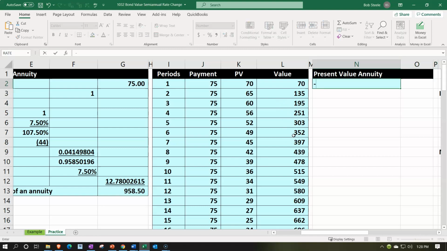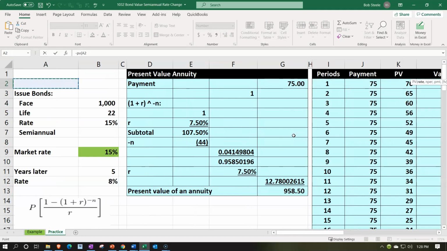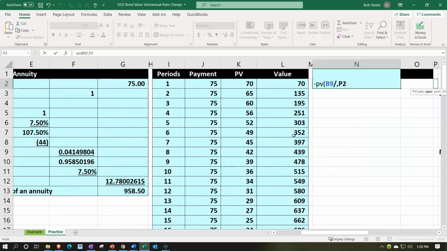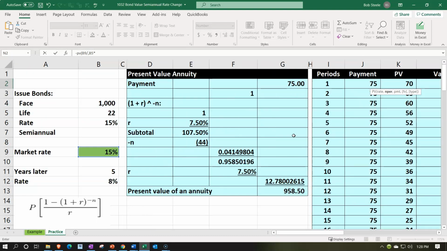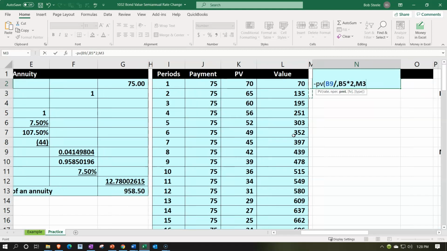Let's do this with an annuity formula the easy way. Present value, shift 9. The rate is the market rate, but then I've got to divide it by 2, comma. Number of periods, now we're doing the annuity, so it would be the 22, but then I've got to multiply it times 2 because it's really 44 periods, comma. And now it's an annuity, so we're going to have our annuity calculation. The rate divided by 2, and then the periods times 2, and then the payment, which is going to be the full calculation again.